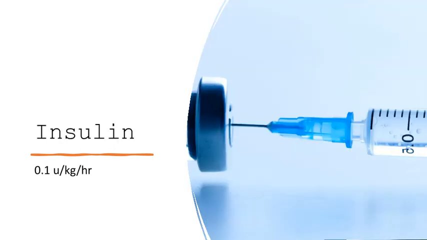There is no benefit to an insulin bolus. Once the fluid resuscitation has been completed, start insulin at 0.1 units per kilogram per hour. Insulin should be continued until the acidosis is corrected, even if that means using a glucose substrate such as D5 to prevent hypoglycemia.